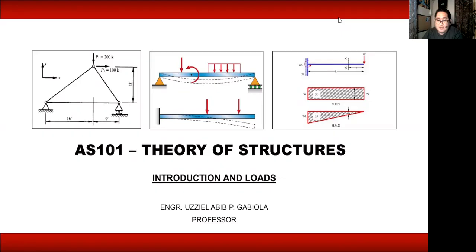And for today's lesson, we will be tackling the introduction of structural analysis or theory of structures, and what are the loads that you need to be aware of when calculating for the forces you need for our beams. Okay.